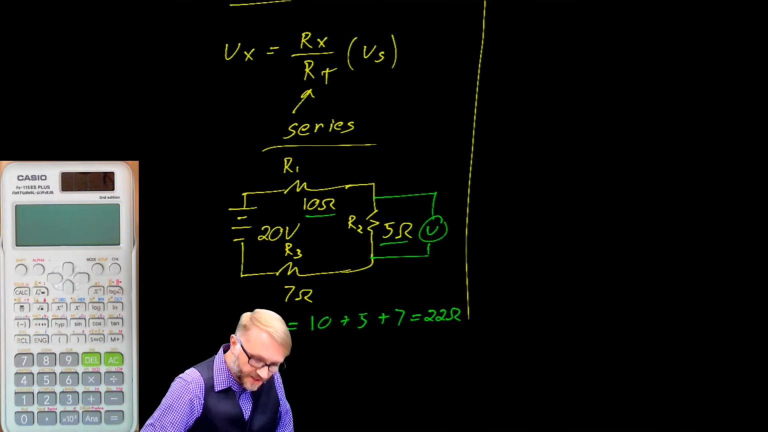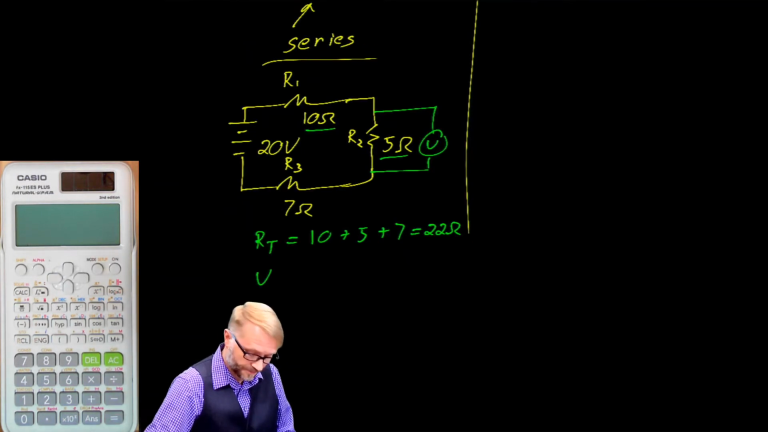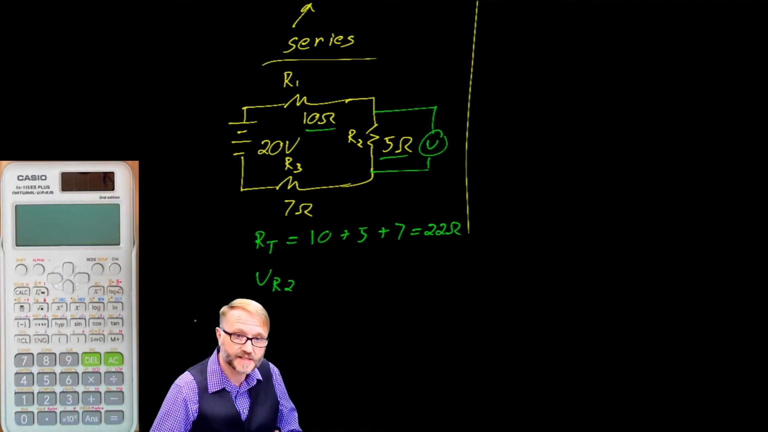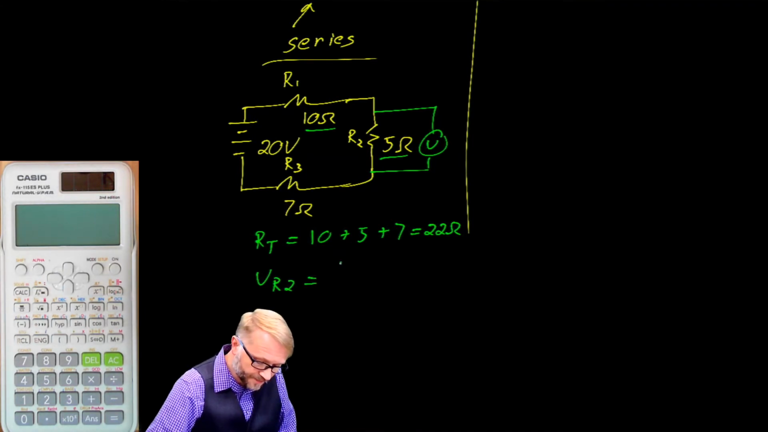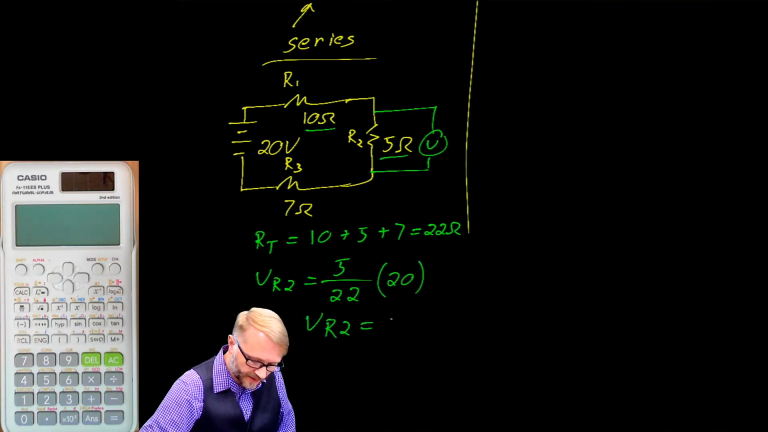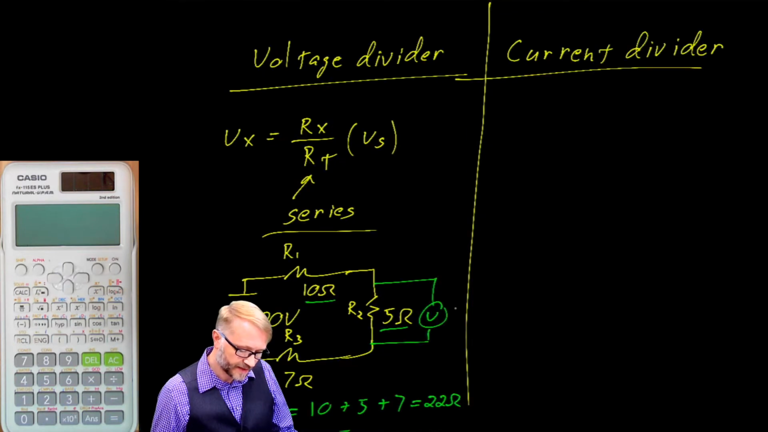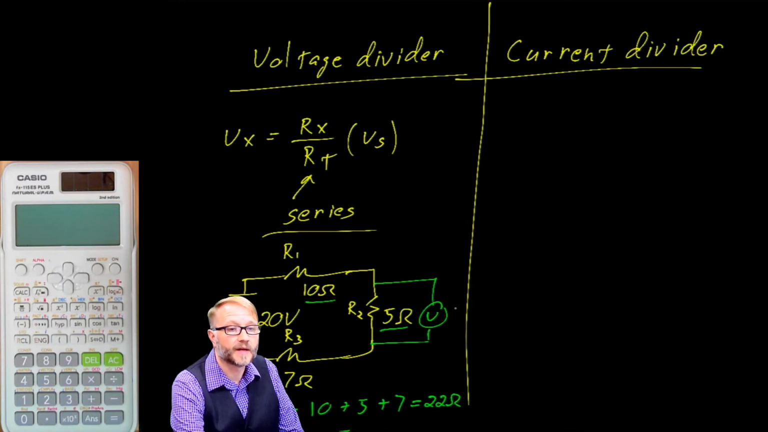We would say the voltage, let's try that again. The voltage on R2, because that's the one of interest, is the resistance of R2 over the total series resistance multiplied by the source, which gives us a voltage of about 4.55 volts. Again, the voltage divider is very useful, and it's applicable to series circuits.